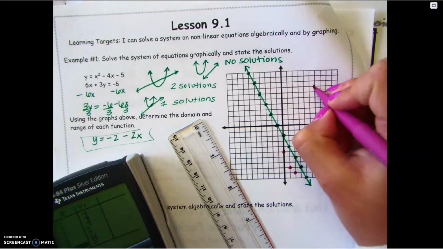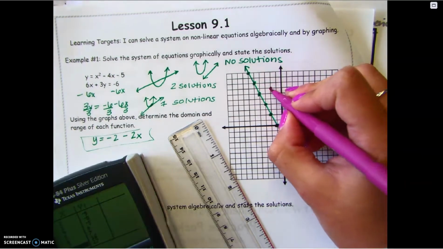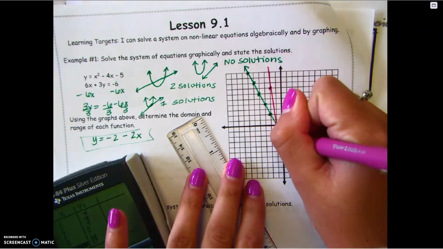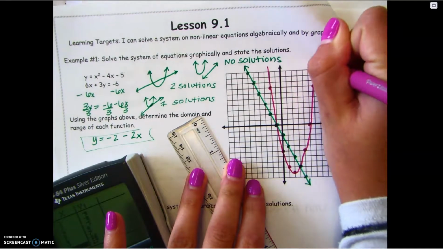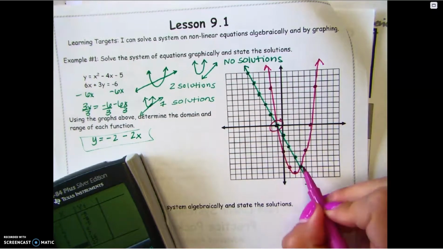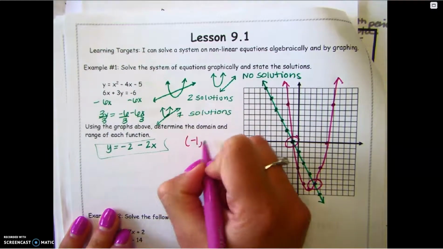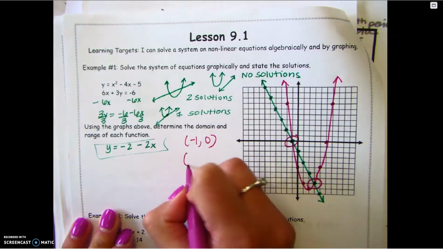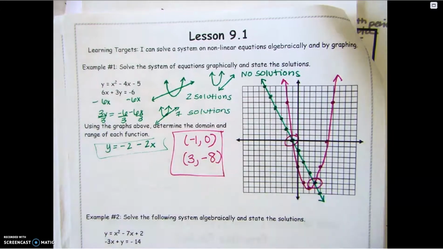(6, 7) will be symmetrical this way as well. And so that is the parabola, and you'll notice it hits twice. It hits right here, that's one solution, and this is the other solution. So my solutions for this would be (negative 1, 0), and my other solution would be (3, negative 8). So that would be the answer to this first part.